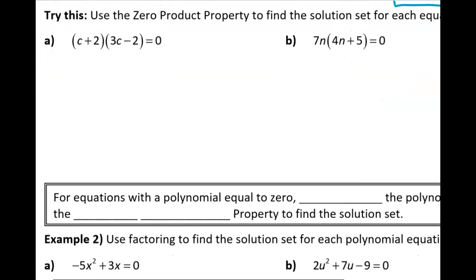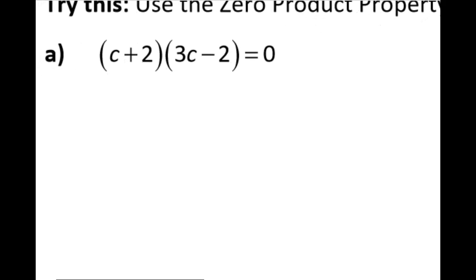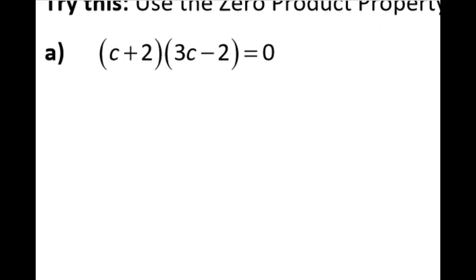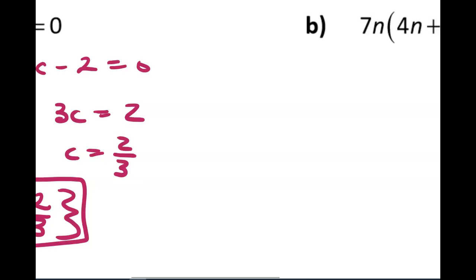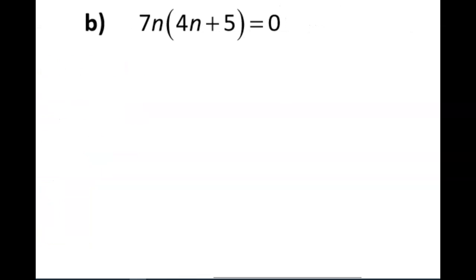All right, try the first example below here. Try solving that equation and pause the video while you do this. All right, here's the result. If the two factors multiply together to give a result of 0, that means that one of the two factors is equal to 0. So we set them both to equal 0, solve for C, and we have two solutions.